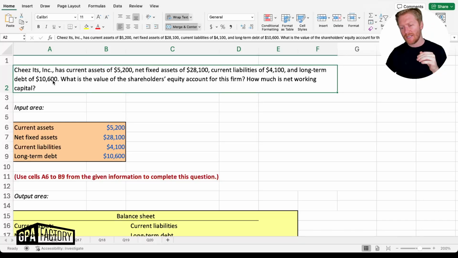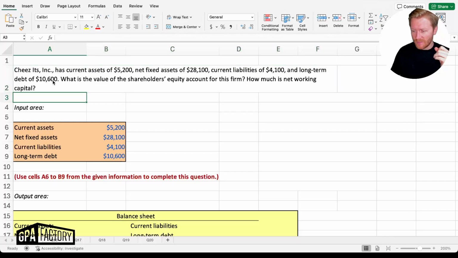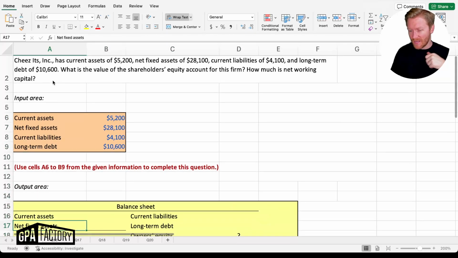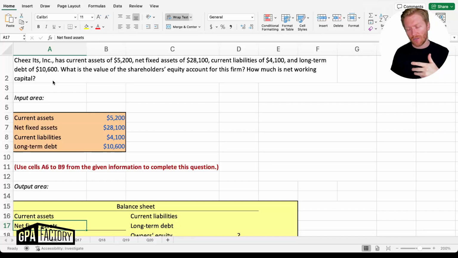We've got that Cheez-Its company currently has current assets of 5,200, net fixed assets are given, current liabilities are given, long-term debt is given. It says what is the value of shareholders' equity and how much is net working capital. So this is really just basic accounting type stuff, and then us being able to find what net working capital is, knowing that that's current assets minus current liabilities.